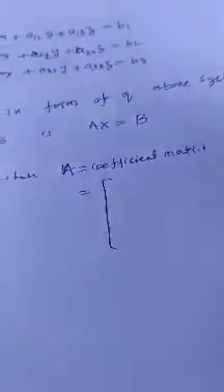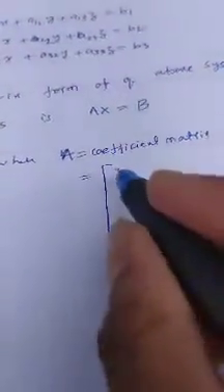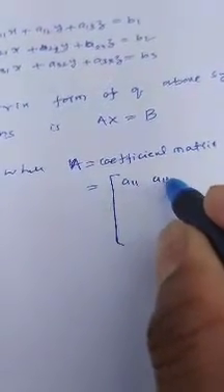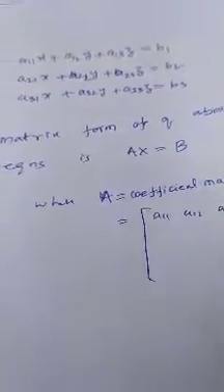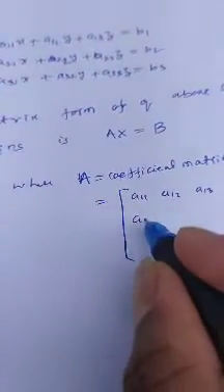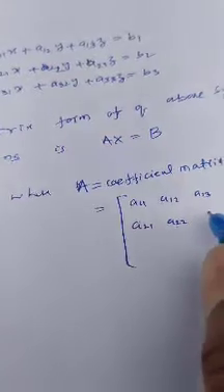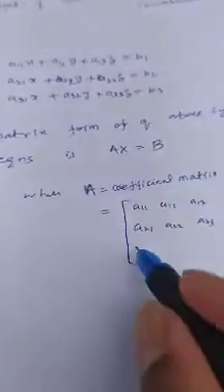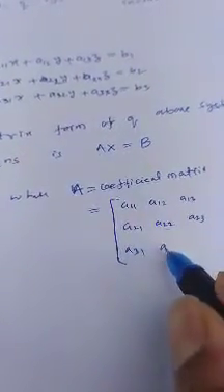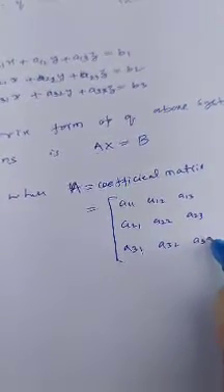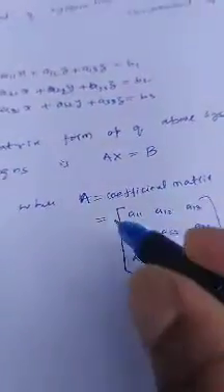It can be obtained by taking the coefficients of the variables from the first equation as the first row. So the first row is a11, a12, a13. From the second equation, take the coefficients as the second row: a21, a22, a23. From the third equation, take a31, a32, a33. So this will give the coefficient matrix A.